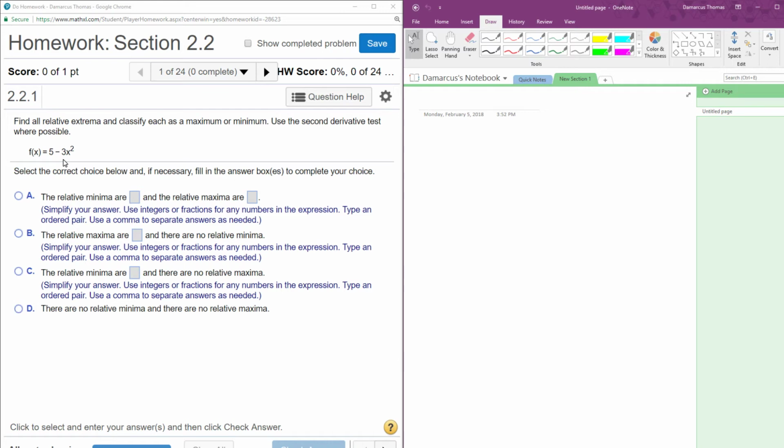The domain is restricted when we have rationals, usually, and it's also restricted when we have square roots. But for functions that are polynomials, the domain is all real numbers, and that's going to be key to know that. So the first thing we're going to have to do is first find f prime.